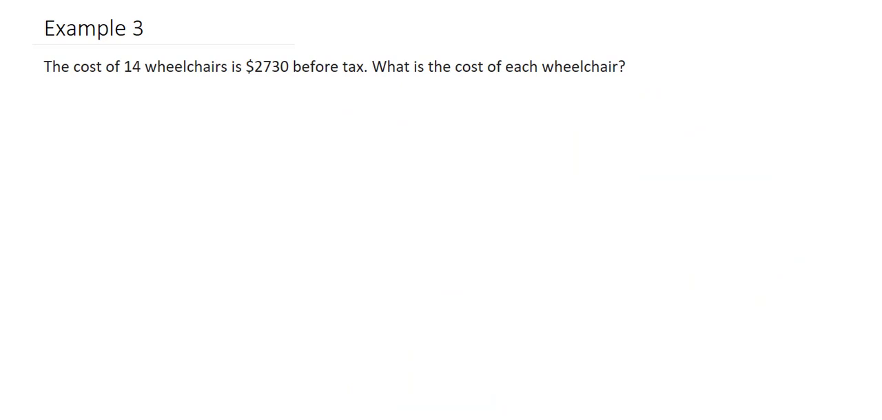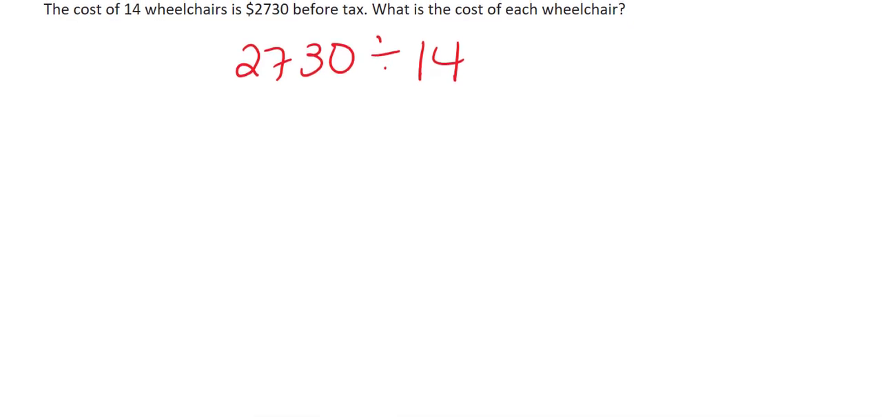So example 3: the cost of 14 wheelchairs is $2,730 before tax. What is the cost of each wheelchair? So we're going like this. How many times can 14 go into 2,730? Or, look at the price of each one.